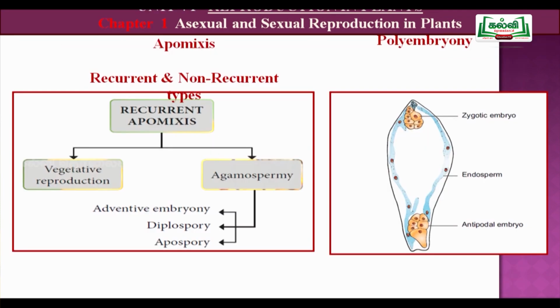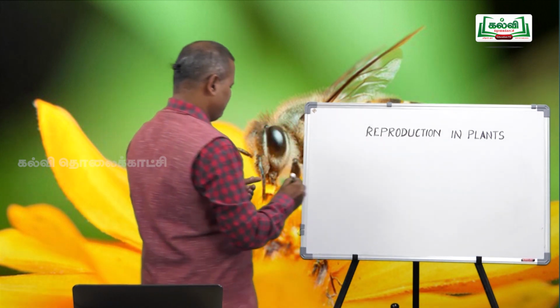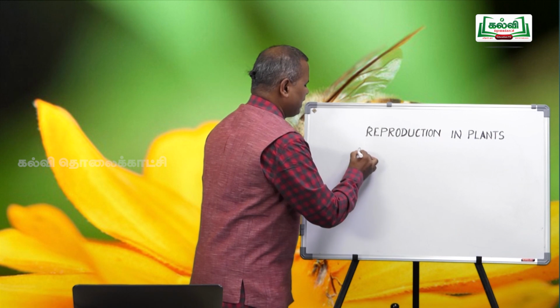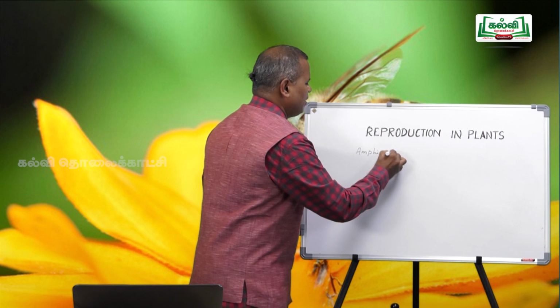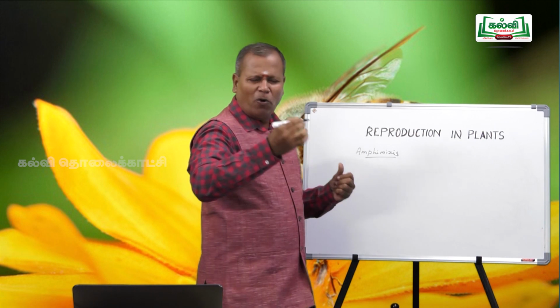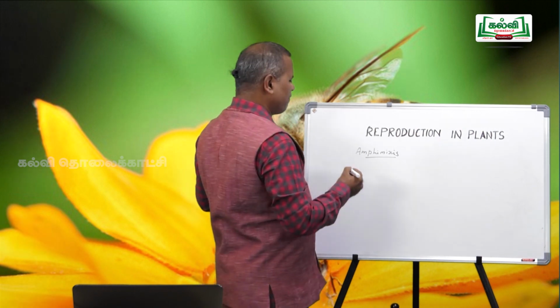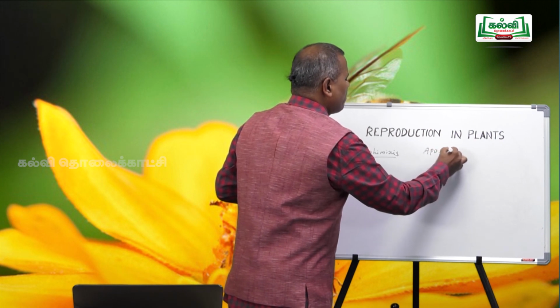The next one is apomixis and polyembryony. First, amphimixis. What is amphimixis? Amphimixis means the development of a new organism after gametic fusion. After gametic fusion, when a new organism is formed, it is known as amphimixis. The development of a new organism without the fusion of gametes, or without fertilization, is said to be apomixis.